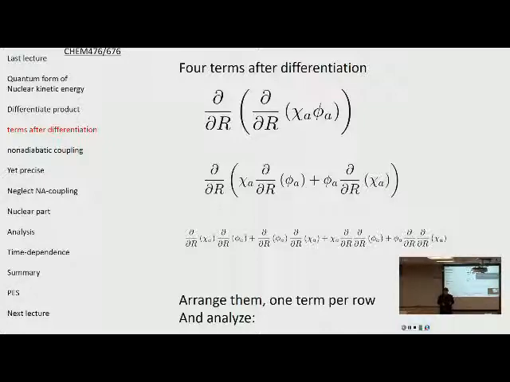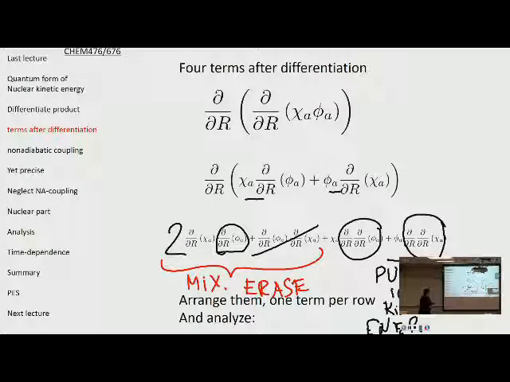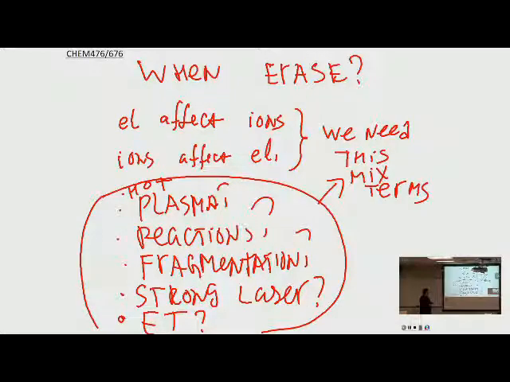If it is ground state properties of standalone molecules, if there are no reactions, if you do not burn or explode, it's fine to do a lot of characterization by dropping these terms. It's a natural wish to erase this term if possible. Strong laser reactions, fragmentation, photofragmentation, photopolymerization, plasma.